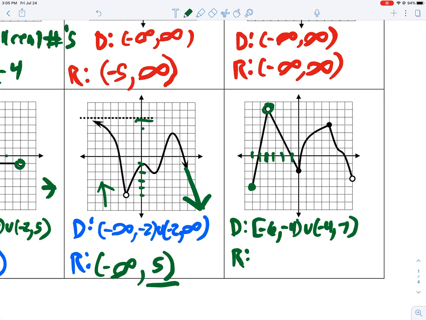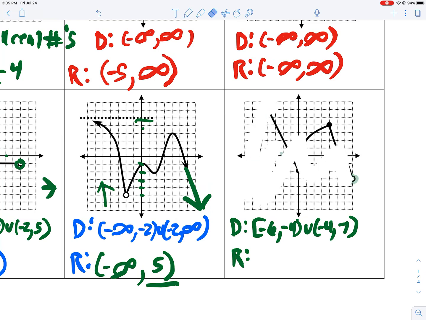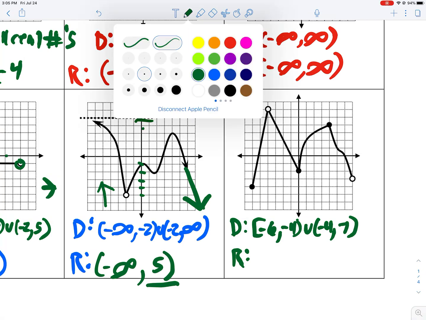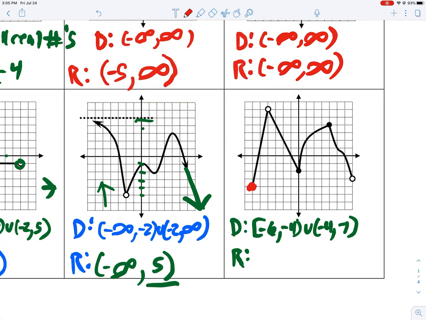here to +7. And why is that an open bracket? Because at 7, is there a point on the graph? No, there's an open dot. That means there's no point. Your range, right, starts at the lowest point. So now I'm just switching colors here, make it a little easier to see. Right, here's the lowest point. So 1, 2, 3, 4, so -4.